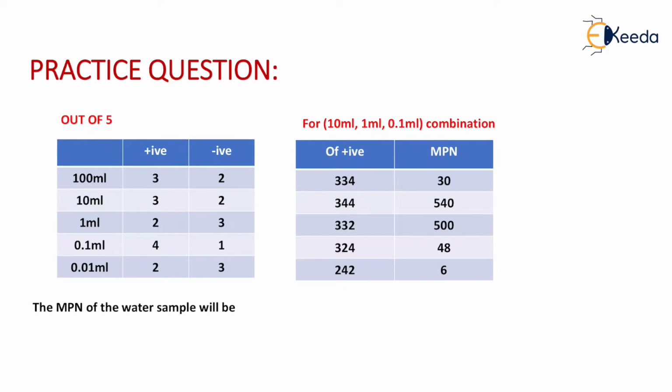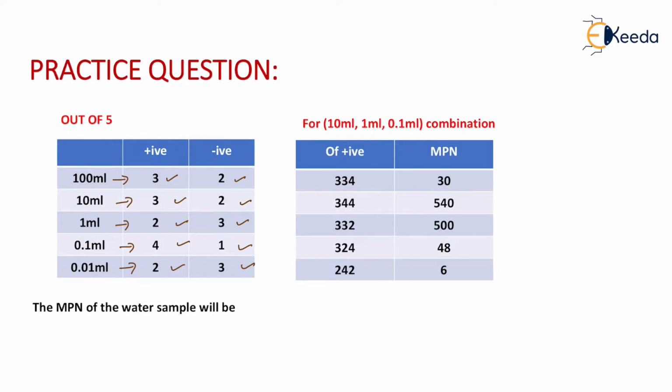The question is given as out of 5. It means that out of 5 test tubes for 100 ml dilution, the positive result is given as 3 and negative is given as 2. For 10 ml, positive is 3, negative is 2. For 1 ml, 2 is the positive set and 3 is the negative set. For 0.1 ml, 4 will be positive and 1 will be negative, and for 0.01 ml, positive will be 2 and the negative will be 3.